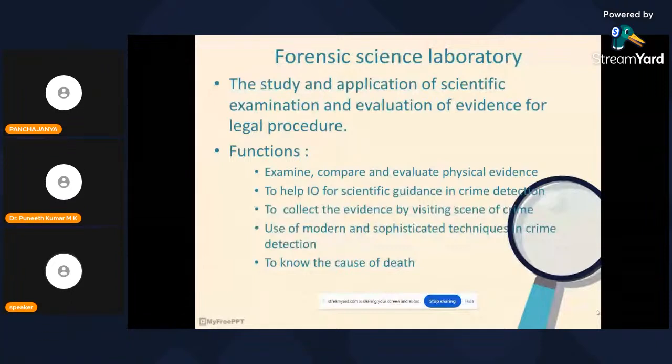and to collect the evidence by visiting. Here, the FSL will guide the person on how to take evidence at the crime scene, or to collect evidence by visiting the scene of crime, and proper scientific guidance will be given by the FSL. And then use of modern and sophisticated techniques for crime detection and to know the cause of death. These are a few functions of an FSL.